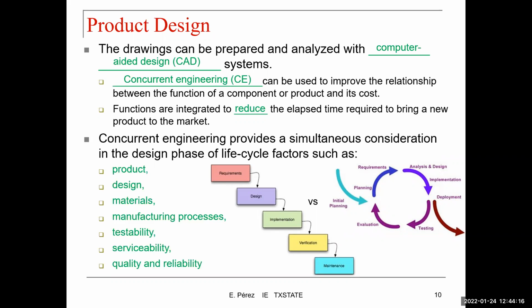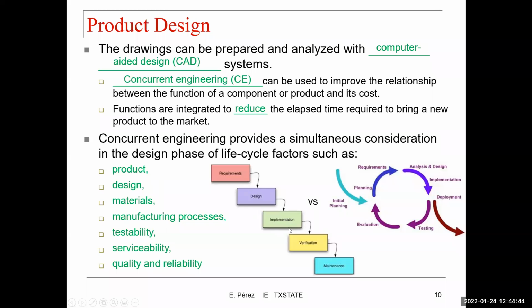So the difference between typical engineering and concurrent engineering is illustrated in this picture. See, there's a versus here. So typically you will see in most design and engineering processes this sequence of events happening. You go from requirements, design, implementation, verification, and maintenance.